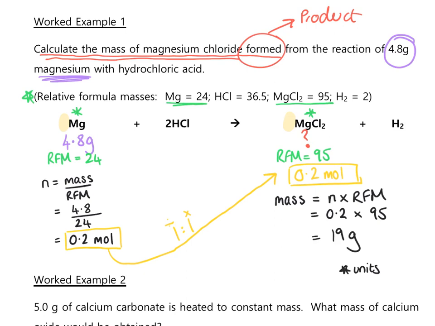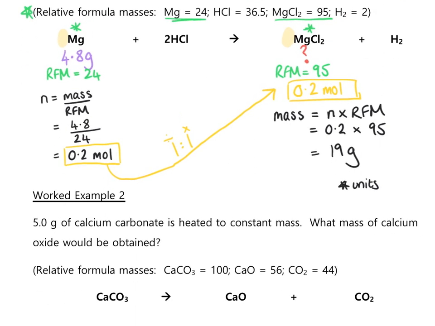So there's a few steps in that, and it's just about making sure that you do each step every time. What I would suggest that you do now is pause the video, make sure that worked example is written in completely, making sure you write all of your balancing number ratio and all your workings out in that. And then what I would suggest you do is try worked example 2.